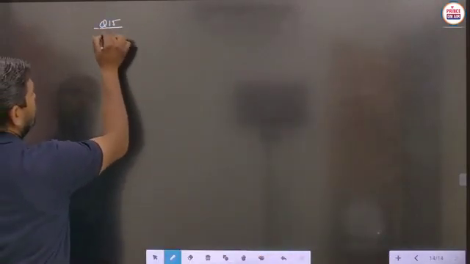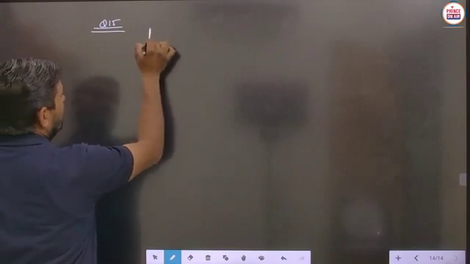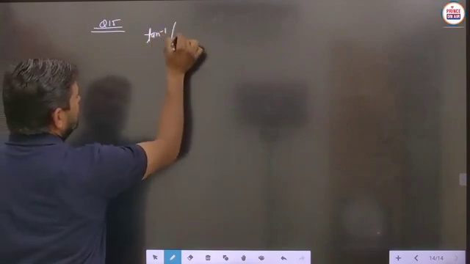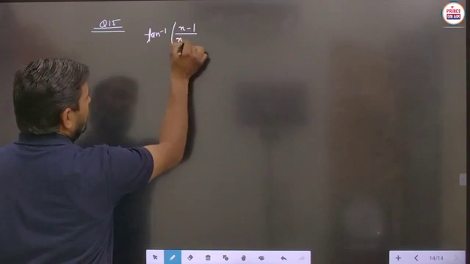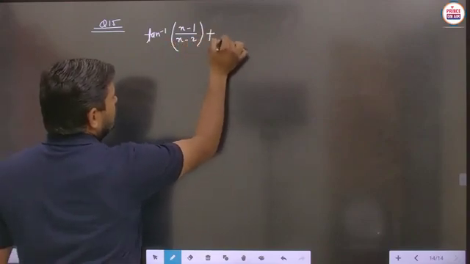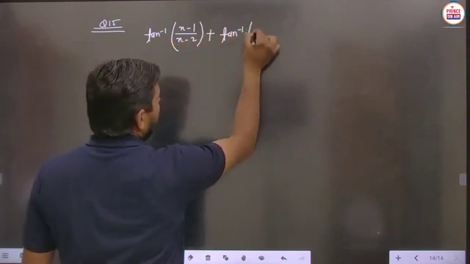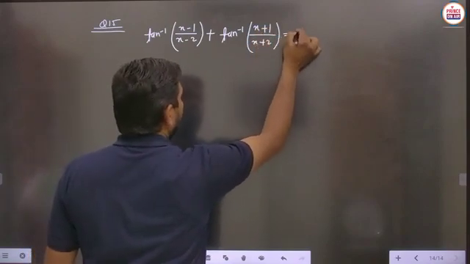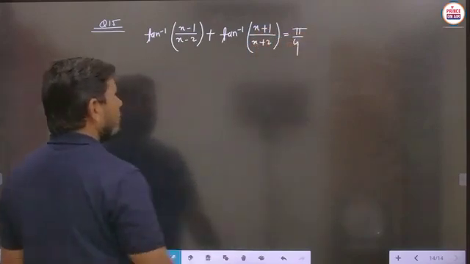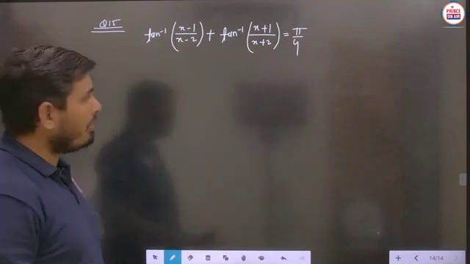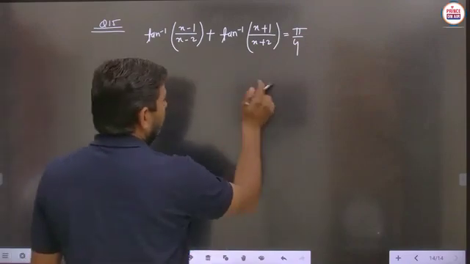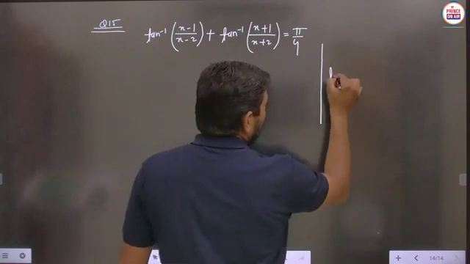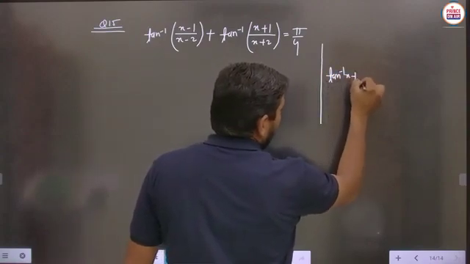So in this question number 15, we are given tan inverse (x minus 1)/(x minus 2) plus tan inverse (x plus 1)/(x plus 2), and that should be equal to pi by 4. We just have to calculate the value of x here, no problem. You know very well about the formula of tan inverse x plus tan inverse y.